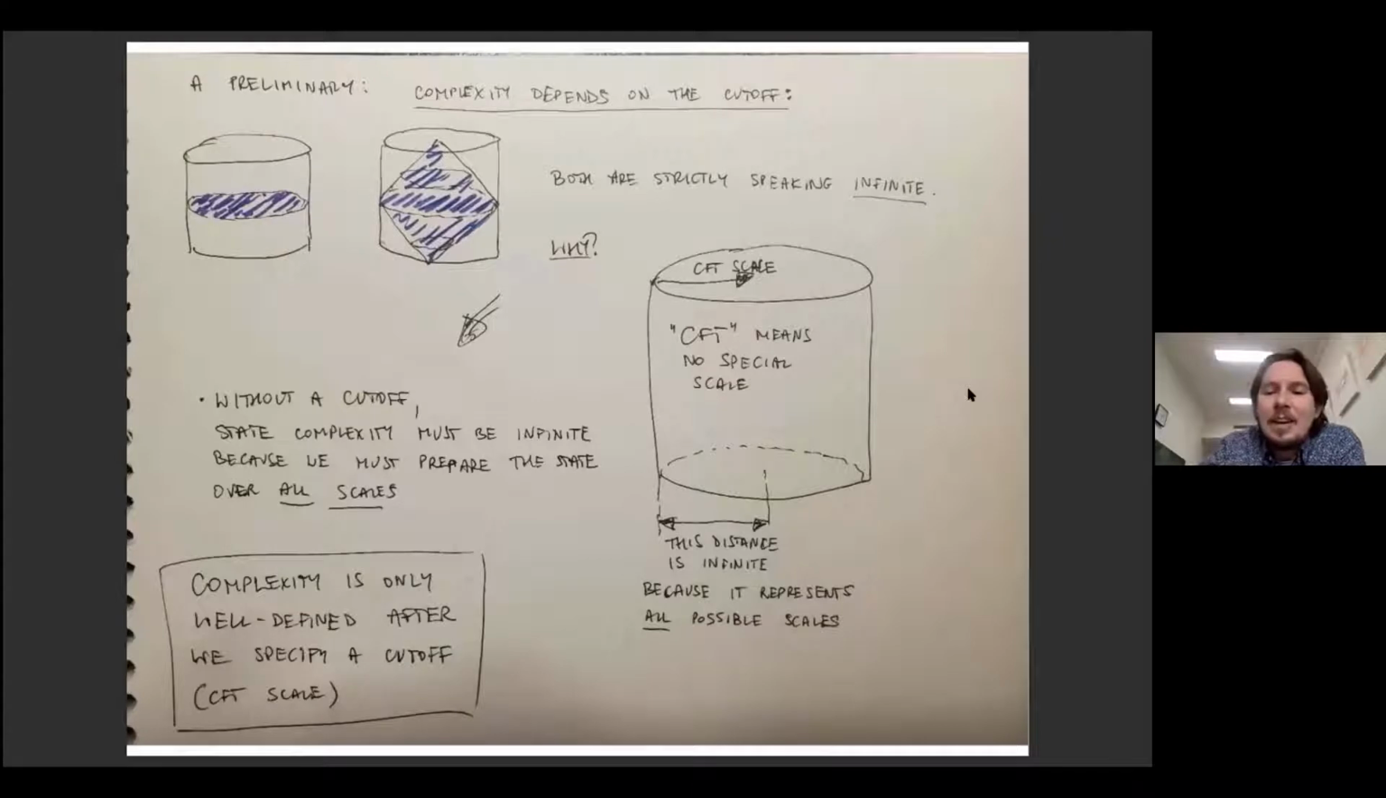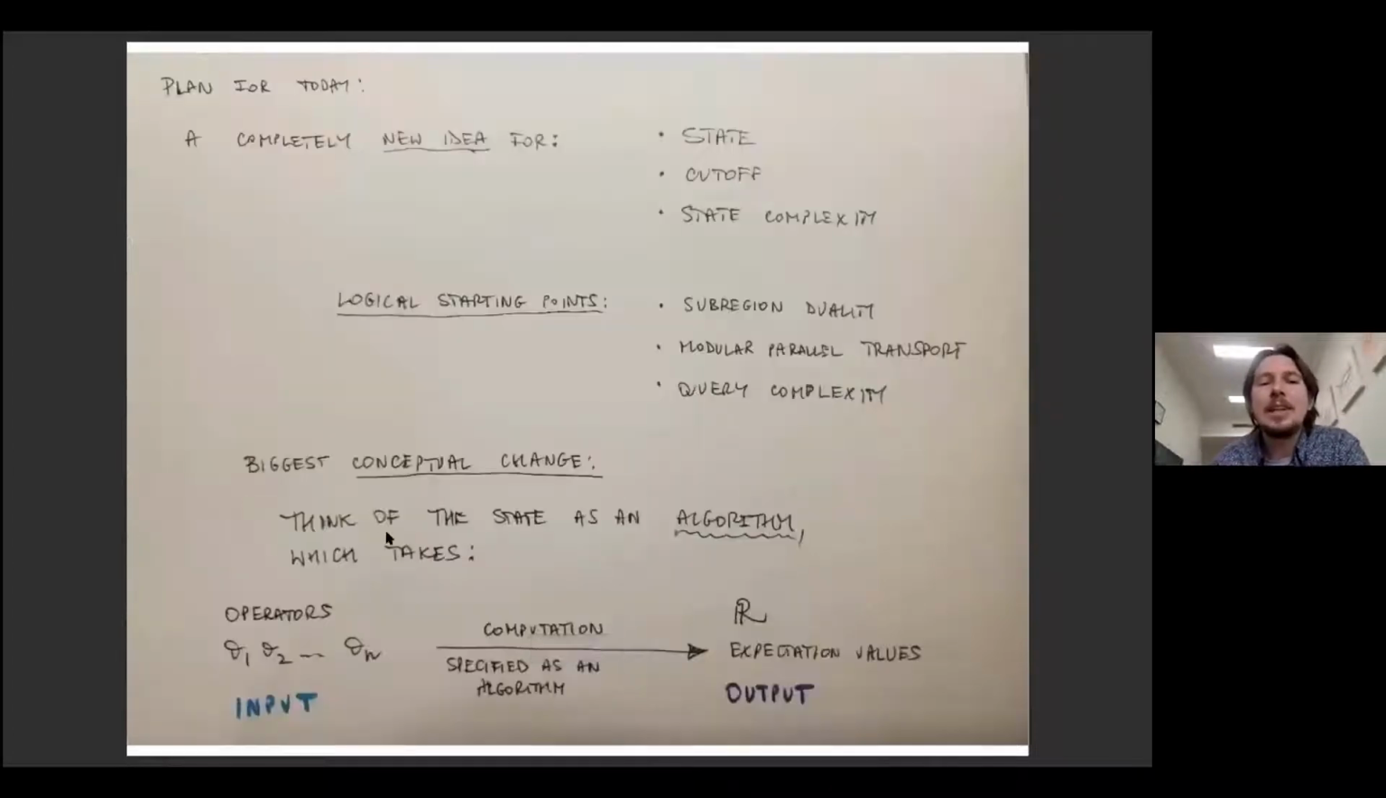The fact that I have an infinite spectrum of scales in a conformal field theory means that I have infinitely many details to take care of. So complexity can only be infinite unless I impose a cutoff. And so that's the statement here, that without a cutoff state, complexity must be infinite. And it only becomes well-defined and finite after we specify some kind of cutoff. So that's why the cutoff is so important.